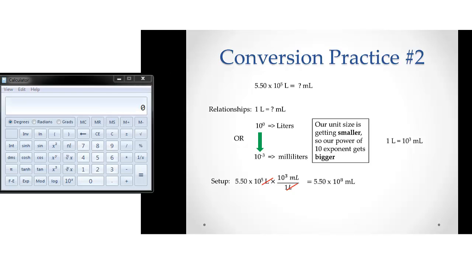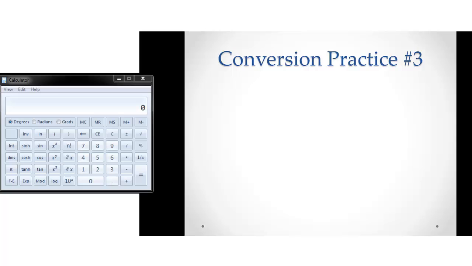The last practice problem for this tutorial is a measurement of 240 micrograms that needs to be converted to kilograms. So the first thing we do is to establish our relationship between the two units. Microgram and kilogram are both metric units, so there is no need to look for any English to metric conversion. Remember, all metric conversions are based on powers of 10.